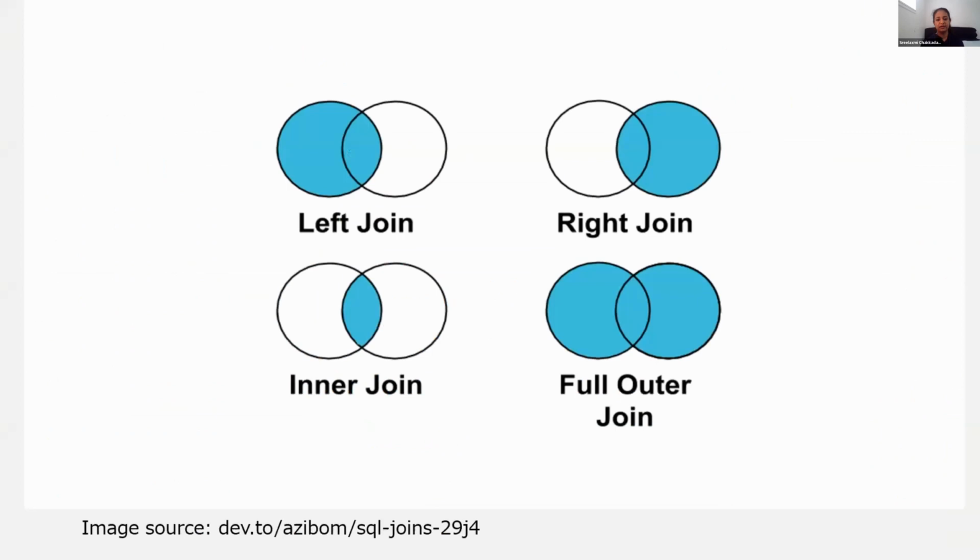So this is a graphical representation of how right, left, and full outer joins work. Inner join would only return the things which are common to both the tables. Left join would return everything from the left table and null values from the right table. Right join is the opposite of left join, so everything from the right table and null values from the left table. Full outer join simply gives out everything that is common, and also what is only present in the right table and only present in the left table.